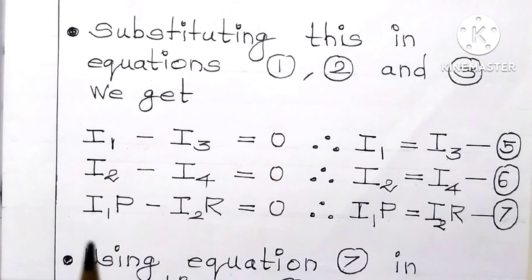Then, by applying the same thing, not in equation 4, in equation 3, we get I1P minus I2R is equal to 0. Therefore, I1P is equal to I2R. Let it be equation number 7.